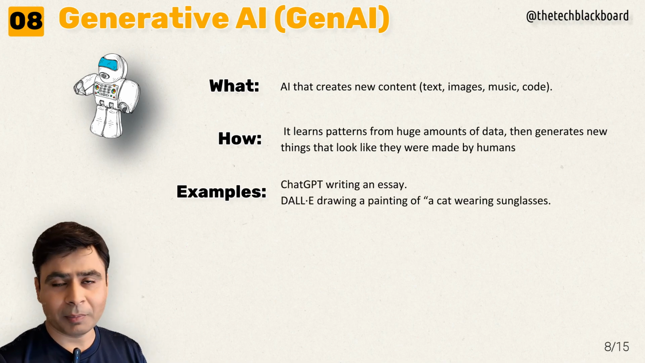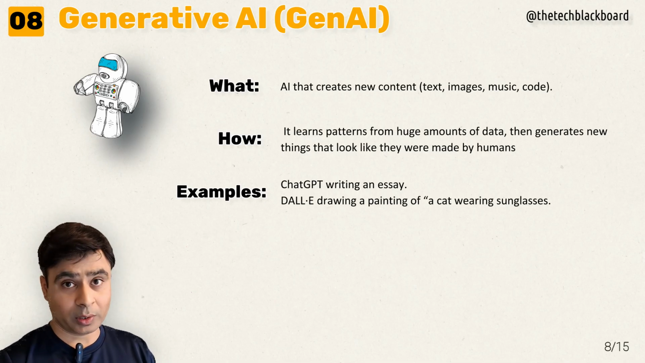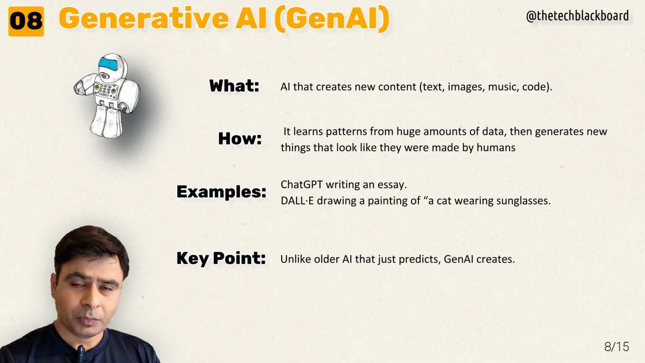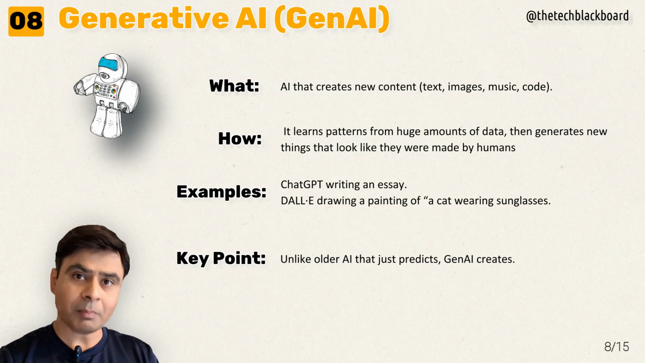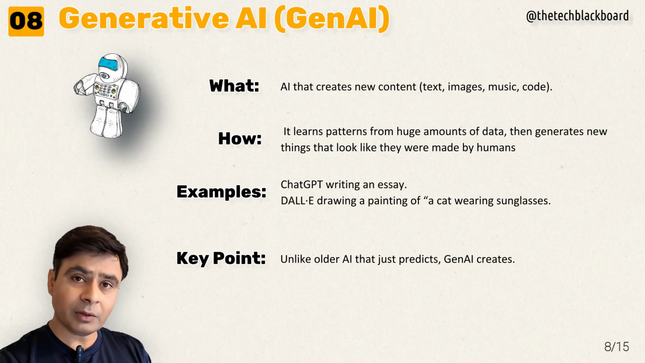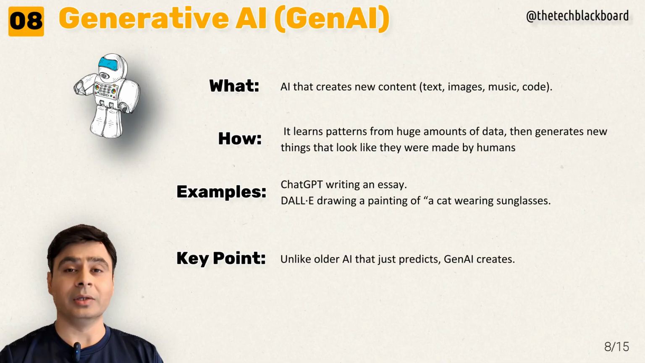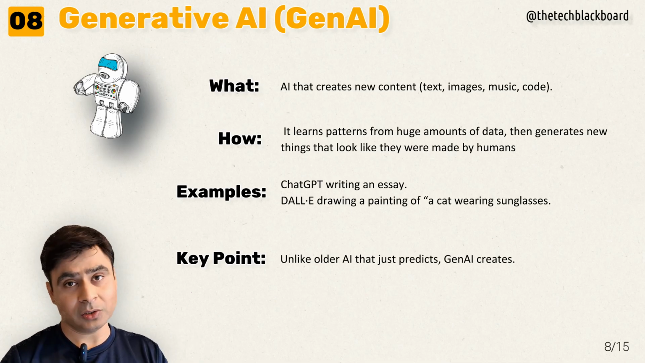What can be the examples? Well, I'm sure that you all know about ChatGPT. That is one good example of generative AI. Unlike the older AI, which was only used to make predictions or pattern matching, generative AI takes a step further. It can now generate things. So that is the key difference between normal AI and generative AI.